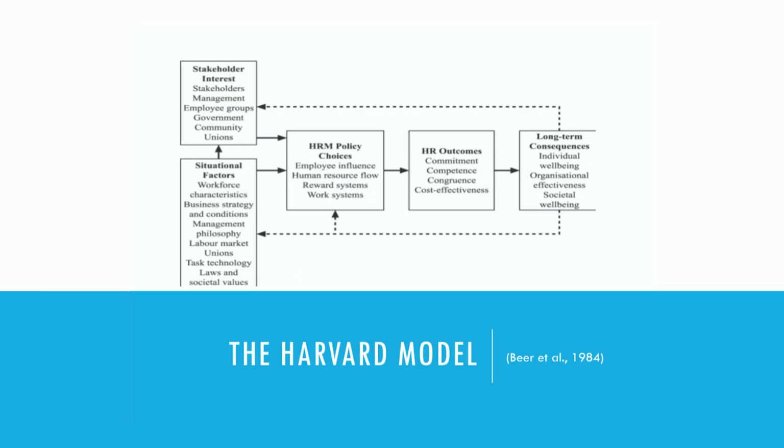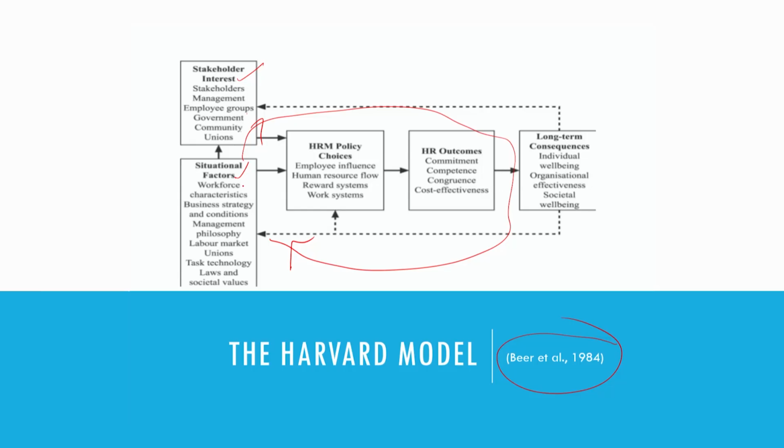Then comes the Harvard model, given again by Beer et al. in 1984. Here you can see various arrows which are making a circular motion. From here it is moving in a circular motion. So let us see what factors they have considered. In the Beer et al. model, they have considered 2 factors: stakeholders' interest and situational factors. Under stakeholder interest, stakeholder management, employee groups, government and community, and unions are the parties to it.